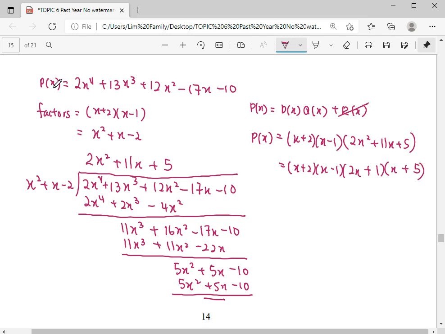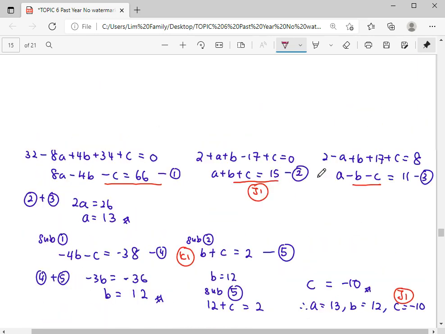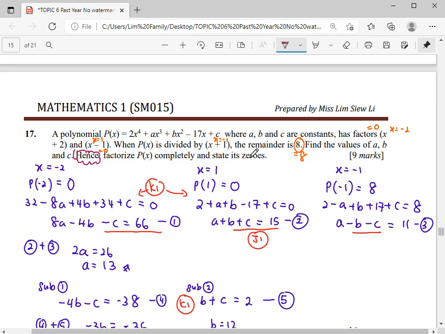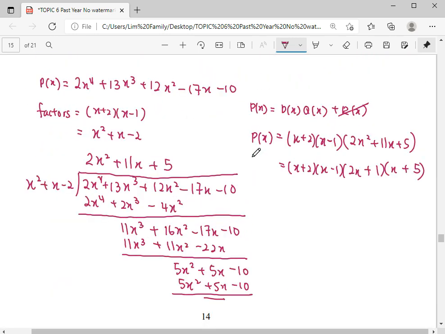So you can see a polynomial of power 4 will have 4 factors, a quadratic polynomial will have 2 factors, and a polynomial of power 3 will have 3 factors. So that will be our part of factorize completely. Next, state the zeros. This is a factor. If you write your x, it will be our roots. Like this one, x equals negative 2, x equals 1, x equals negative half, x equals negative 5. This is not 0. This is what we call roots.